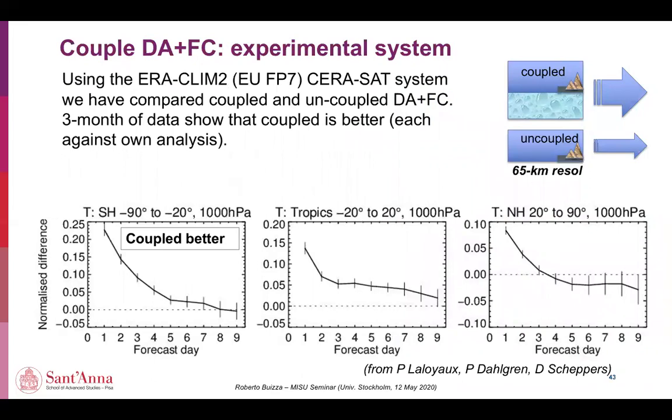Does it really matter to keep coupling? This is another example of forecast runs using the CERA system in a period in the satellite era. The results from Patrick Laloyaux, Per Dahlgren, and Dinand Schepers showed that if you have a coupled model run from a coupled initial condition, you can do much better than if you have an uncoupled forecast started from an uncoupled initial condition. The black curves are all above the zero line to suggest this.